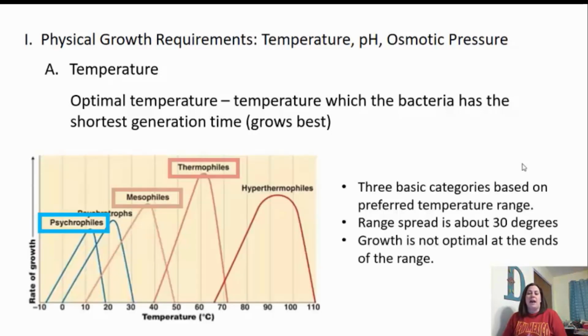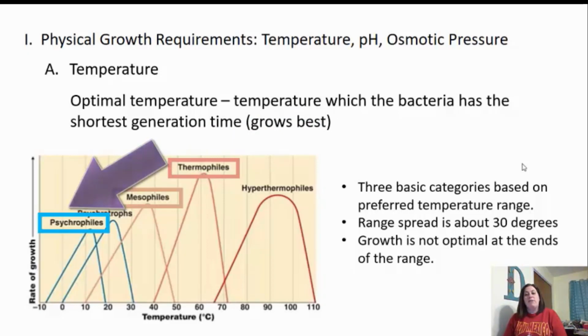There are 3 basic categories based on preferred temperature range. There are a few more categories, but these are the 3 we're going to focus in on. We have the thermophils. The thermophils, if you'll notice, like the warmer temperatures. You have the mesophils, which are going to be more of the middle range, and then you have what we call the psychrophils, which like colder temperatures.